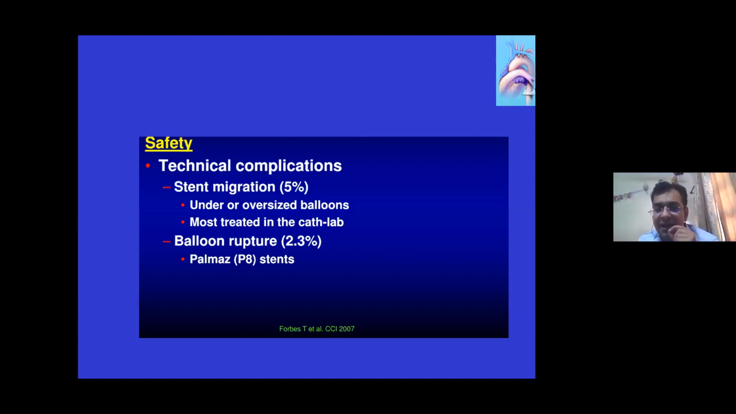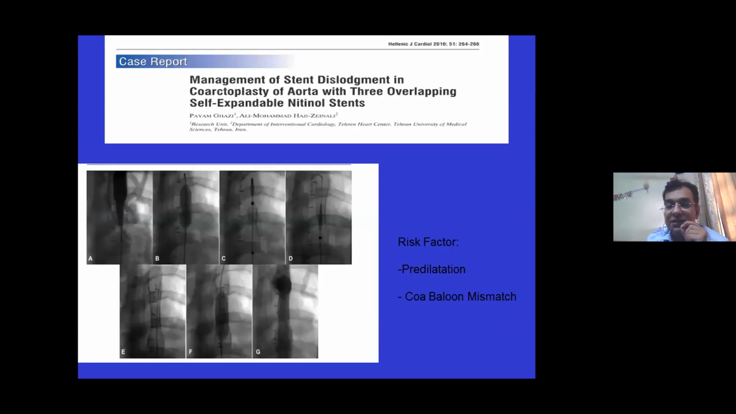Stent migration is a very rare complication, seen in generally 5% of patients. It is generally because of under or oversized balloons, and mostly it is treated in the cath lab. Balloon rupture is one of the complications which can also lead to this particular event. Whenever it's a distal segment, the management is clear. You deploy another stent proximally. But the problem is always proximal, with so many important arch branches going to the cerebral circulation and the hand, that you don't really want to deploy a stent there.